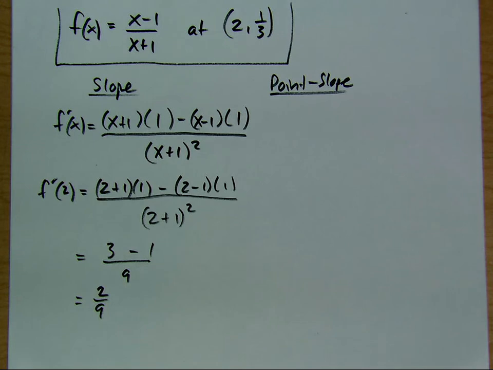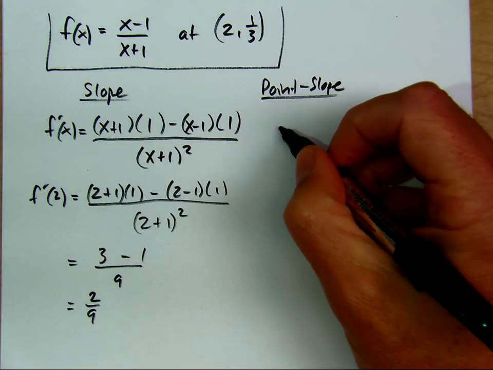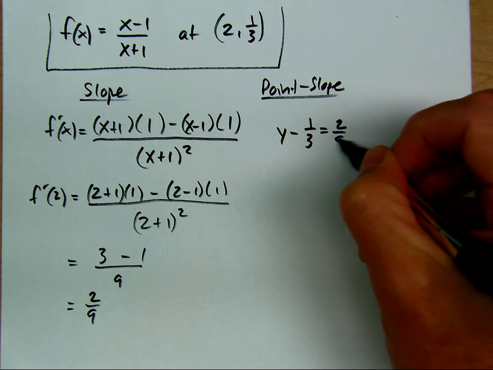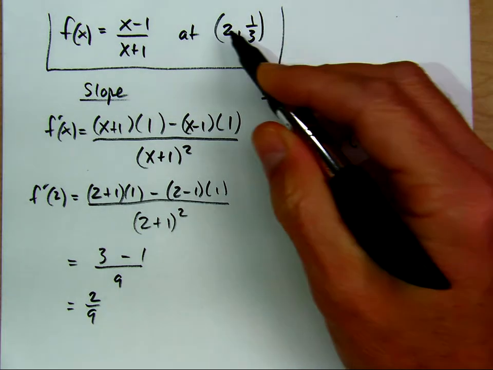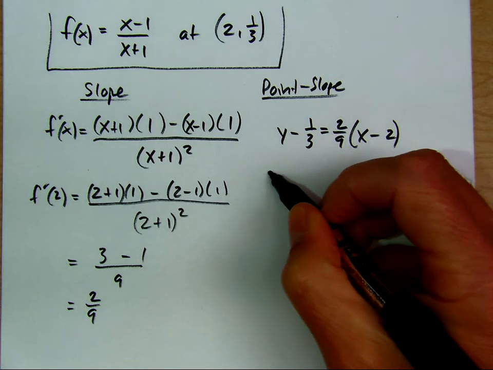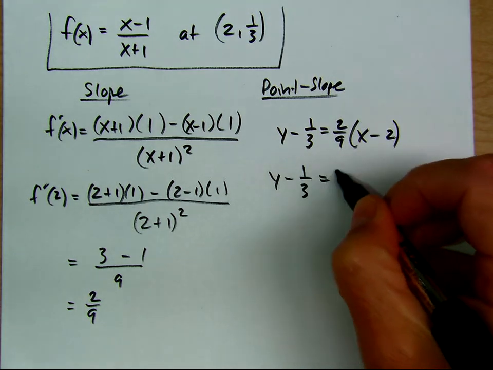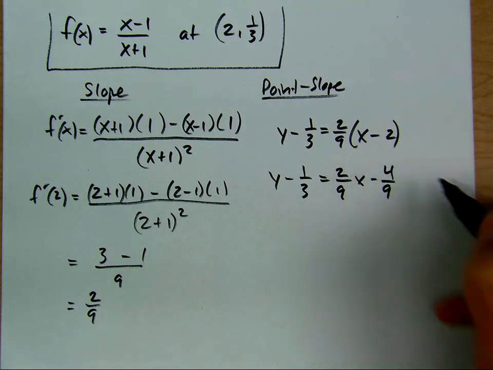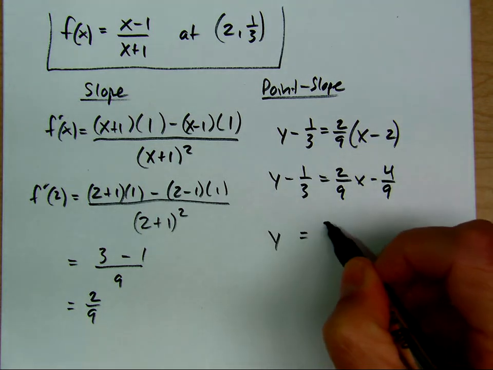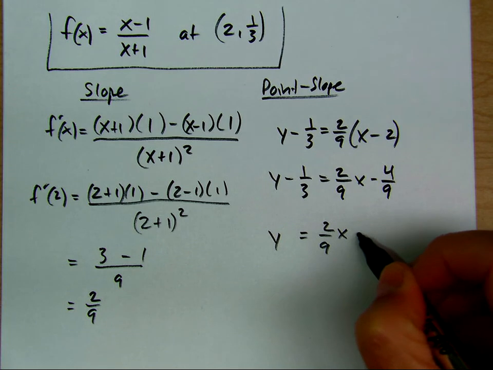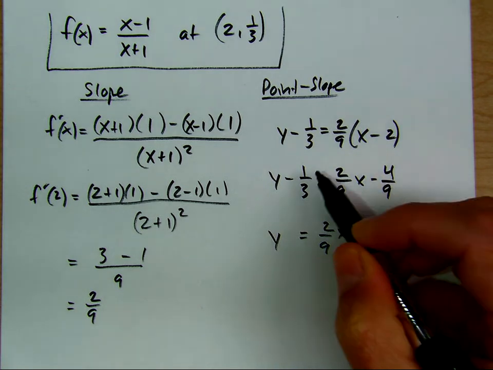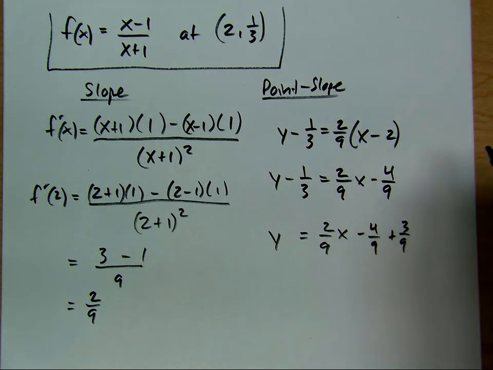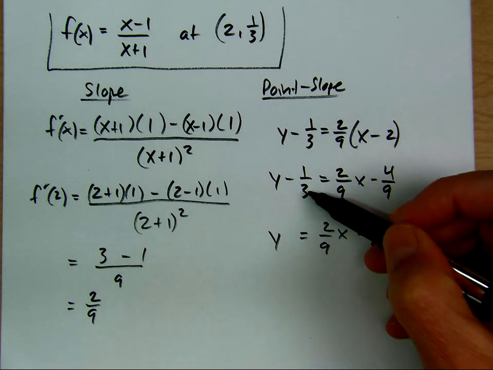We have y minus y equals m, x minus x. We're going to add 3 over 9. So 1 over 3 is 3 over 9.